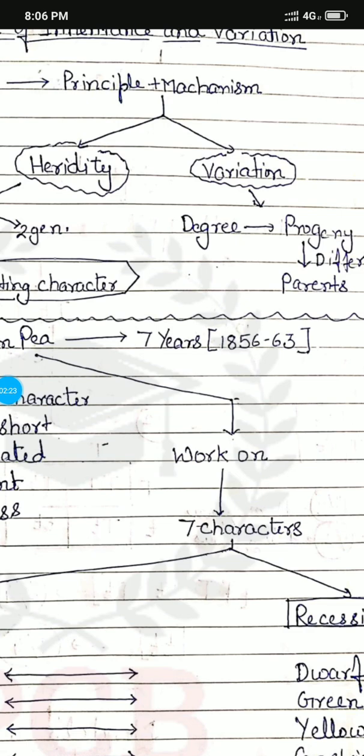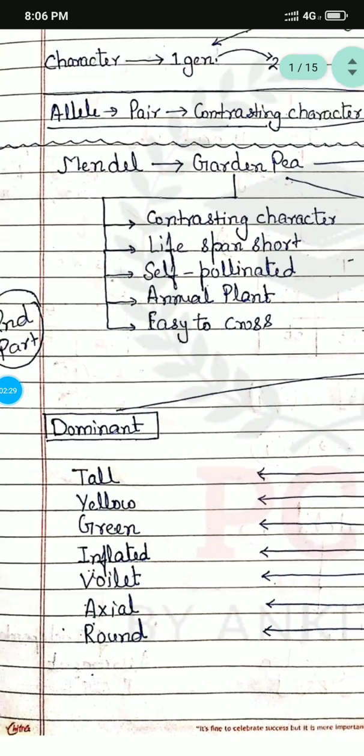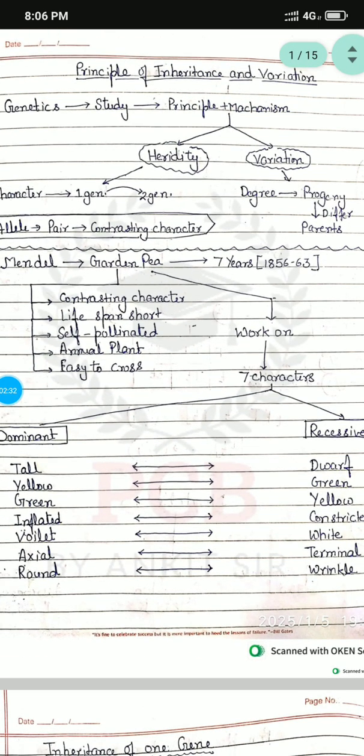The characters are divided into two parts. One part is called dominant, another part is called recessive. If the dominant is tall, then the recessive is dwarf. If the dominant is yellow, the recessive is green. The dominant is green, the recessive is yellow. The dominant is inflated, the recessive is constricted. The dominant is violet, the recessive is white. The dominant is axial, the recessive is terminal. The dominant is round, and the recessive is wrinkled.